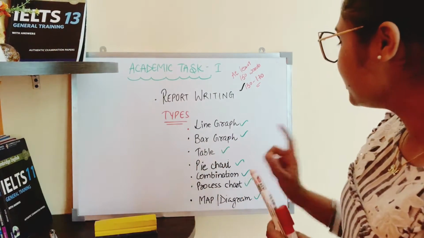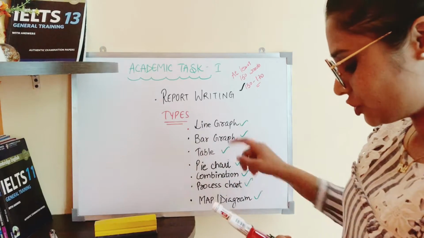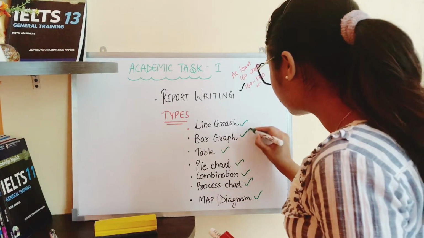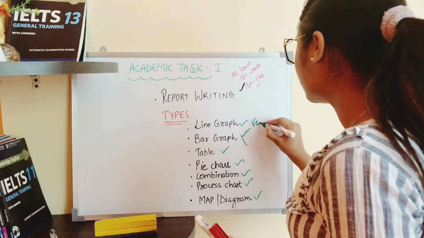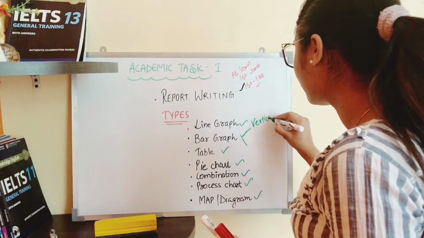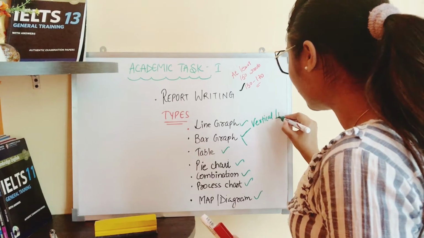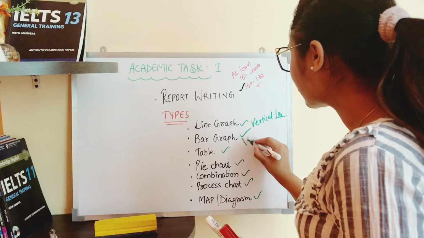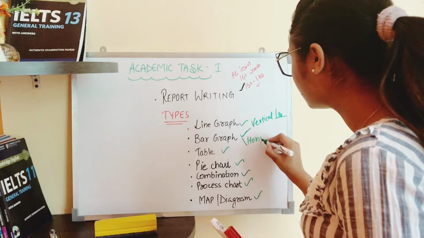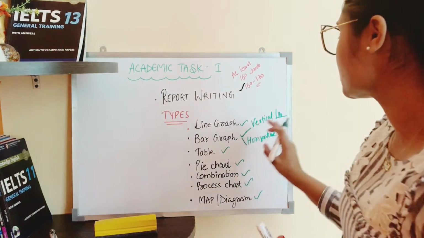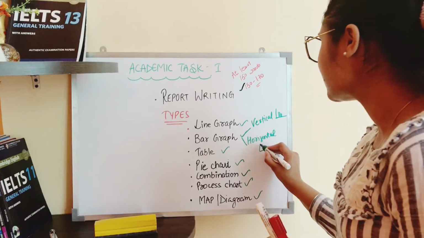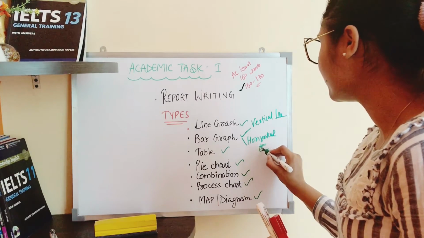In all of these, there is only one, which is bar. It has two types or two shapes, you can say. One is your vertical, that would be like this, and second is your horizontal. So even while writing your academic task 1, you can show this specification like this. It would be horizontal.